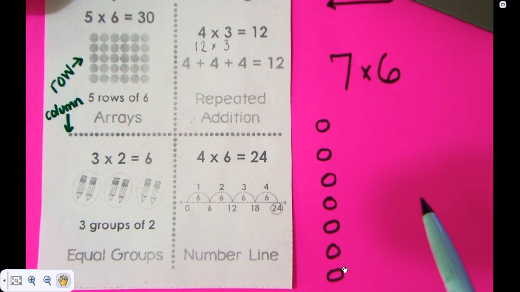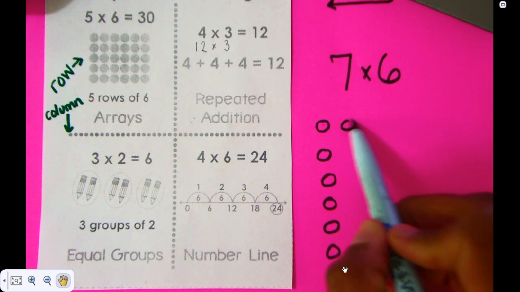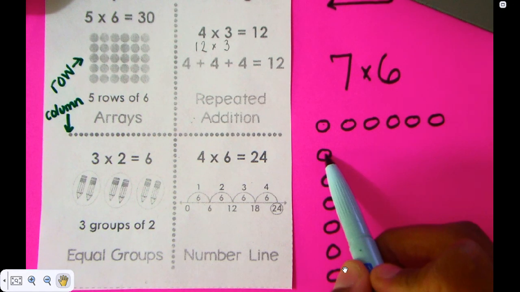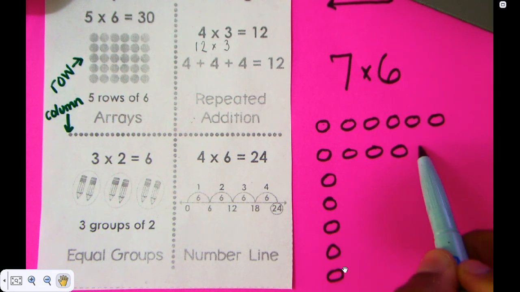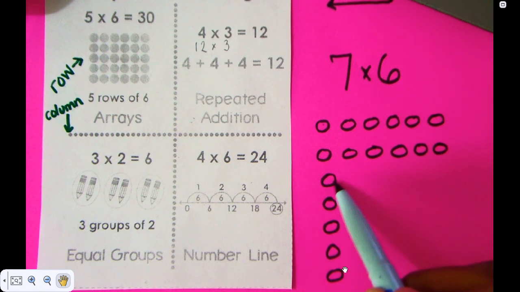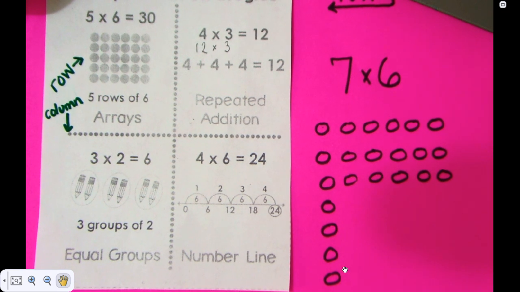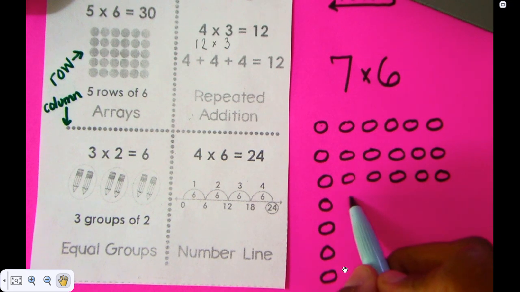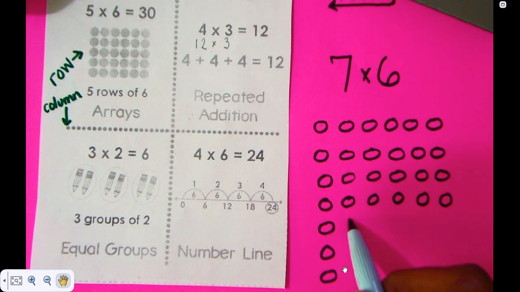Now in each row, I'm going to need 6 circles. So this counts as 1, 2, 3, 4, 5, 6. And then I do it again on the second row. 1, 2, 3, 4, 5, 6. Then I do it again on the third row. 1, 2, 3, 4, 5, 6. Now, if I keep them nice and neat and orderly, then I can just draw circles underneath the one on top without having to count them.